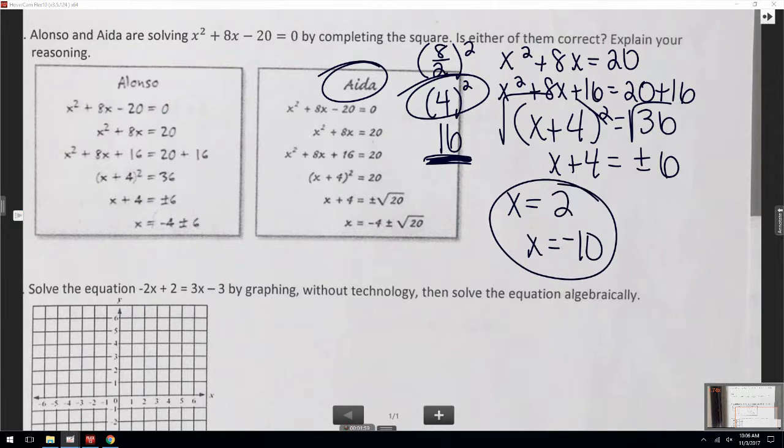Alright, so what are we going to write for Alonzo? What did Alonzo do wrong? He didn't finish his answer, right? He didn't tell me what negative 4 plus 6 and negative 4 minus 6 was, okay? So write something about Alonzo on the paper.